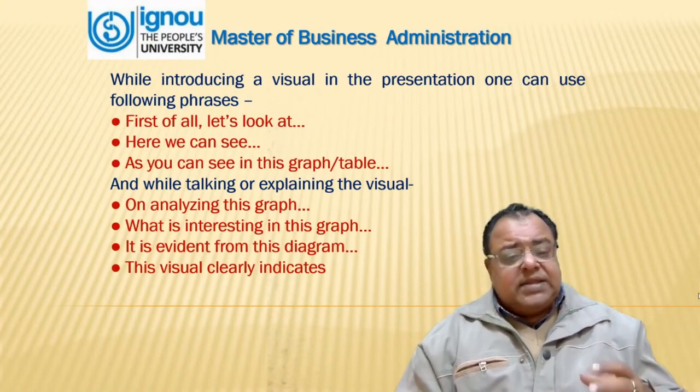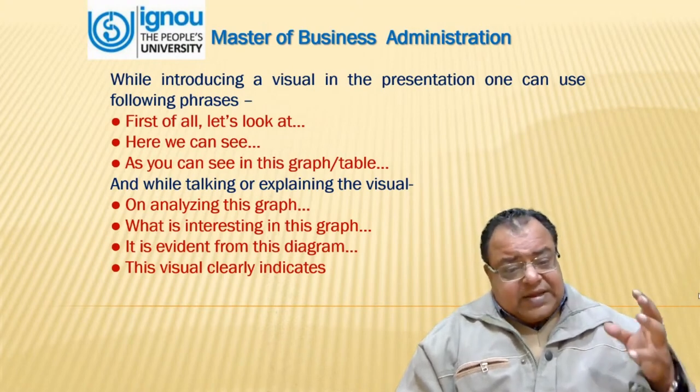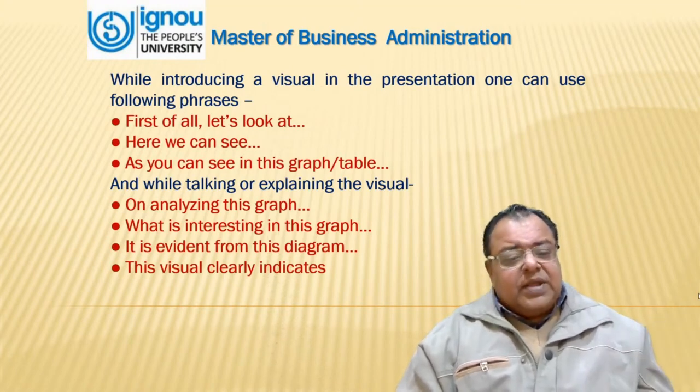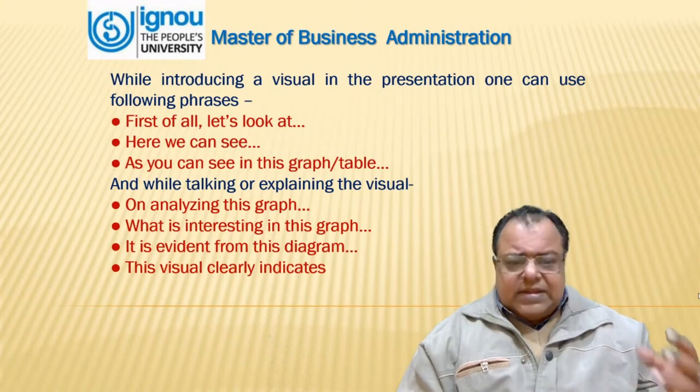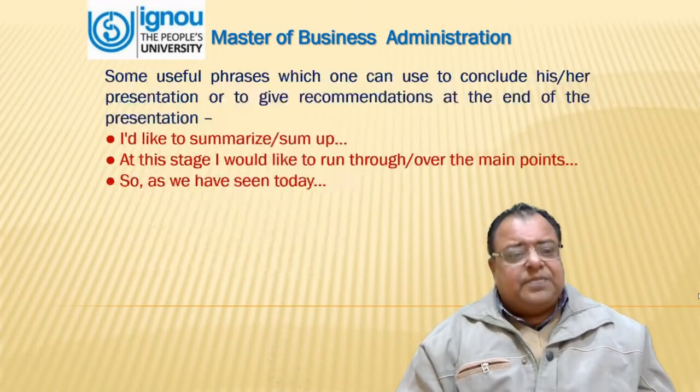And while explaining the visuals or analyzing a graph: What is interesting in this graph? It is evident from this diagram. These visuals clearly indicate. These are the words which have to be used.